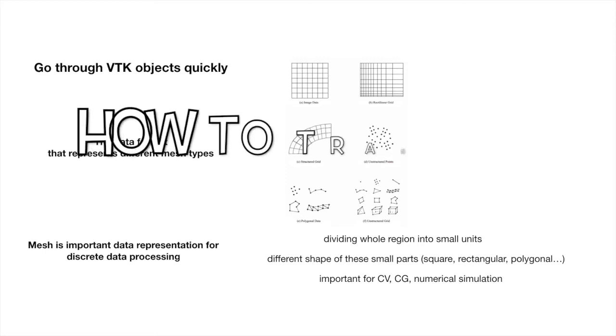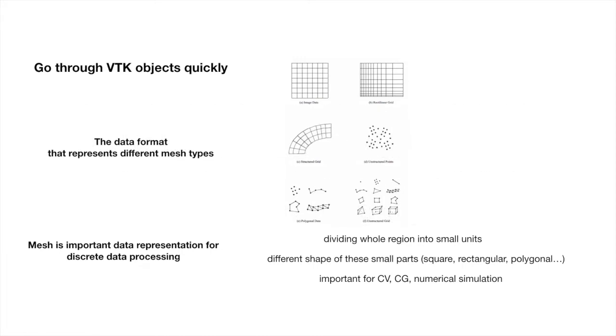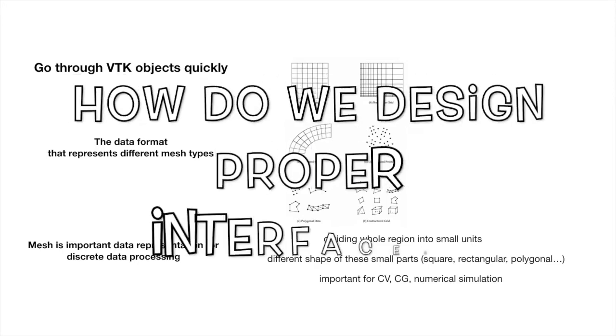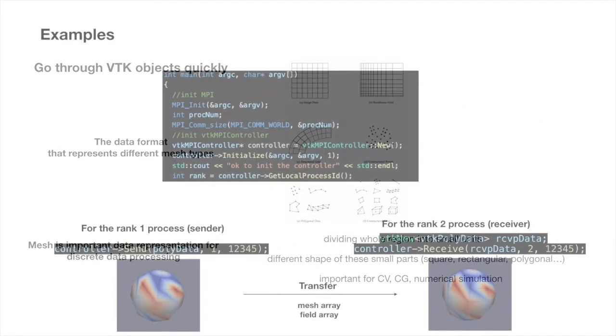What if we want to transfer a VTK object between different processes or between client and server? In order to do some operations such as the data aggregation or broadcasting, how will you design interfaces such as data put and data get based on existing libraries? Let's look at a real example here.